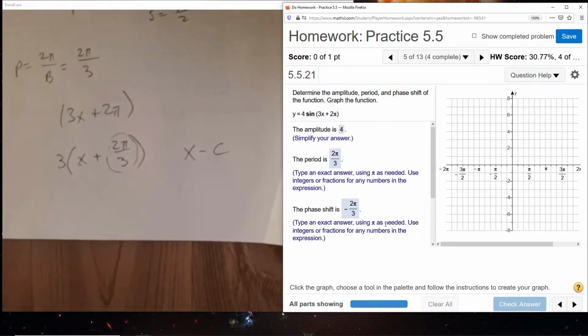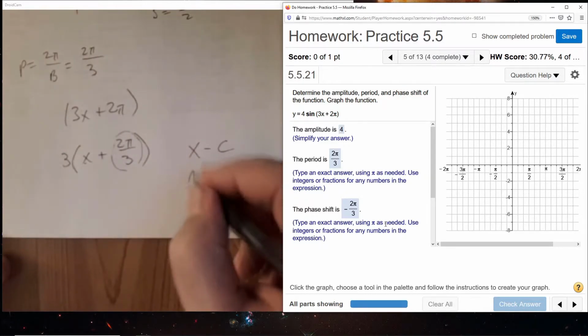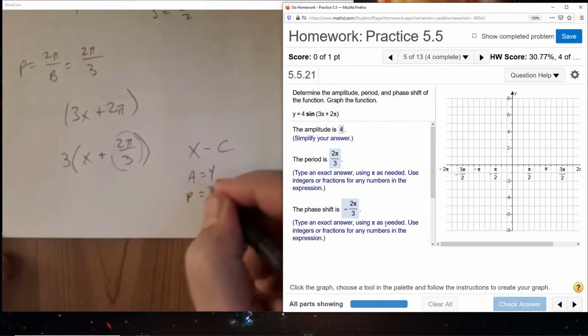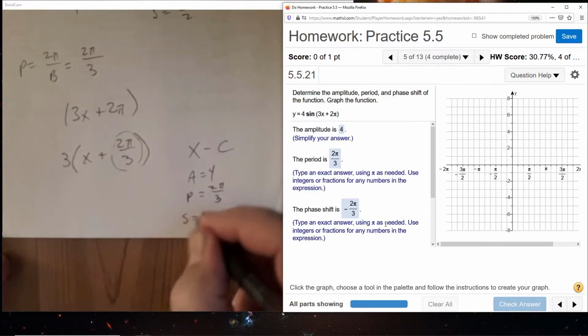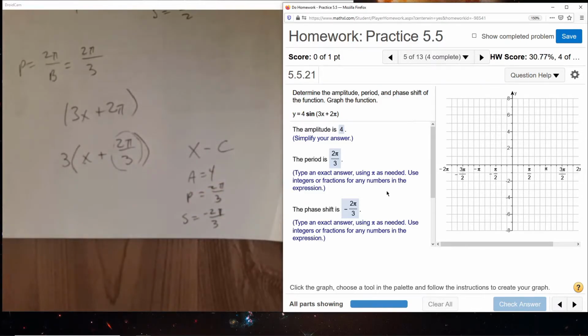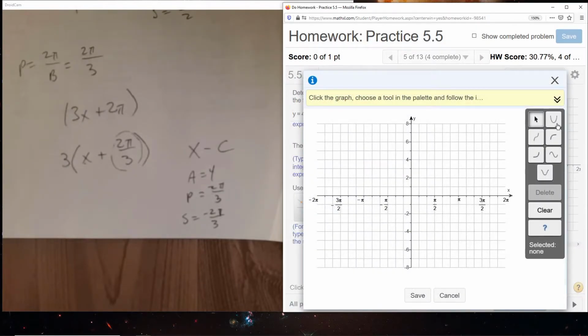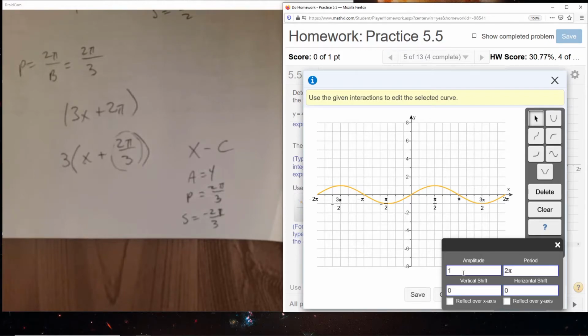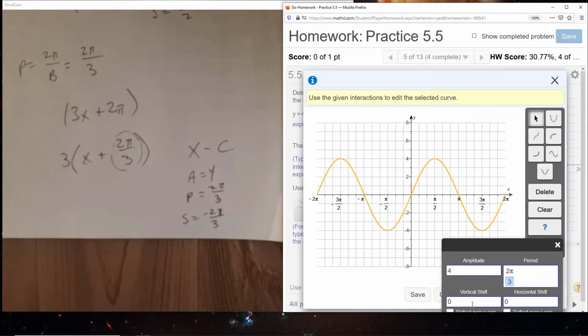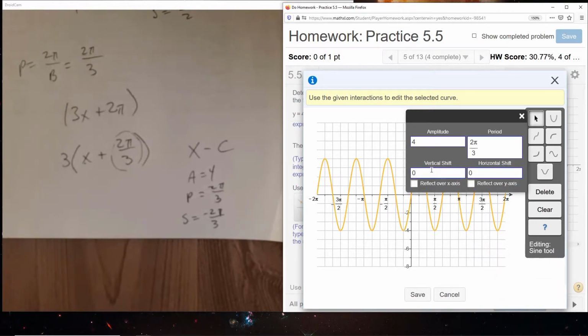And we'll use the graphing tool. So let me make sure I got this information here. We got our amplitude is 4. Our period is 2 pi over 3. And our shift is minus 2 pi over 3. So we'll choose the sine function. Starts at the origin. Our amplitude is 4. Our period is 2 pi over 3. There is no vertical shift. That's the D value. Going back to the lecture video, the vertical shift was the D value. The horizontal shift is the C, the one we're doing now, and we got a minus 2 pi over 3.